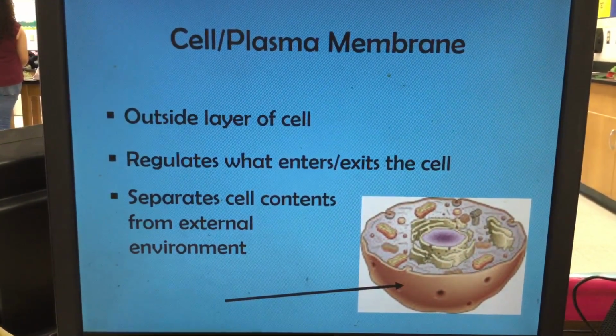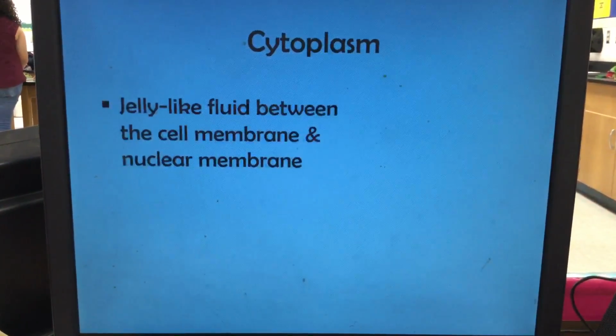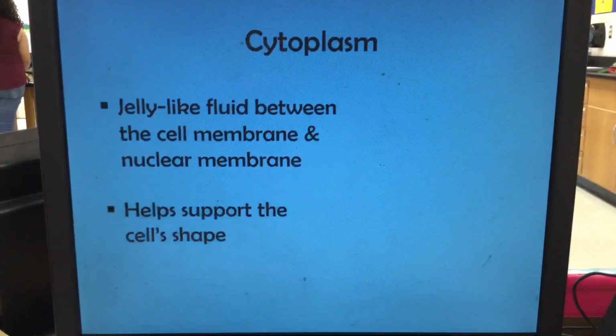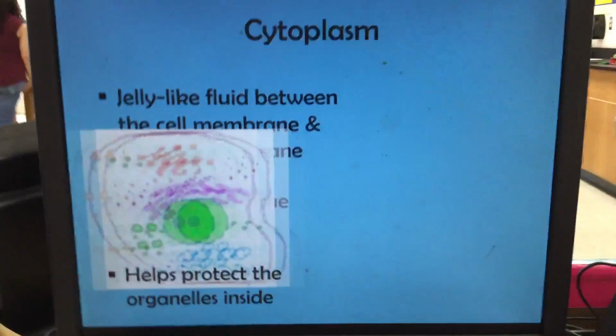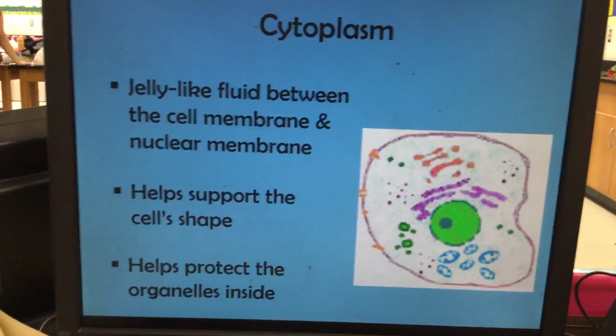Next is the cytoplasm. The cytoplasm is the jelly-like fluid between the cell membrane and the nuclear membrane. This helps support the cell shape, and it helps protect the organelles inside.